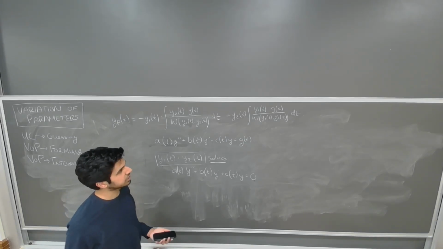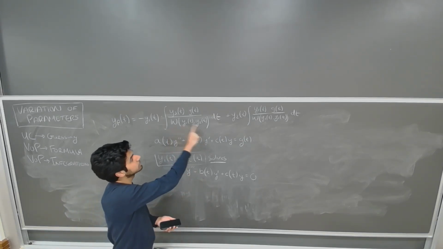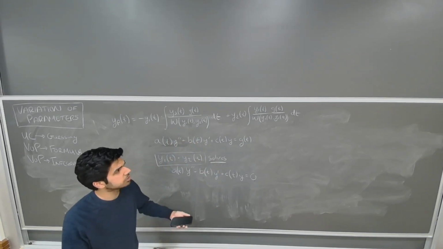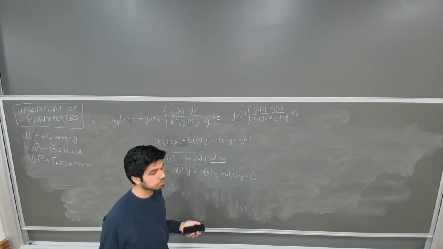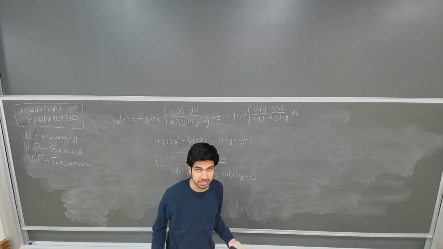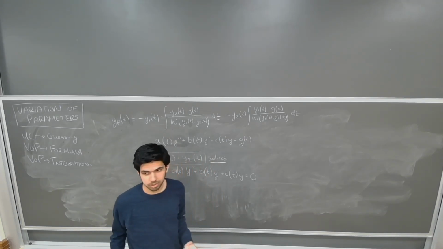The last thing we have to define is what W is. We're applying some sort of function W on y1 and y2. W denotes something called the Wronskian. Let's define what the Wronskian is.